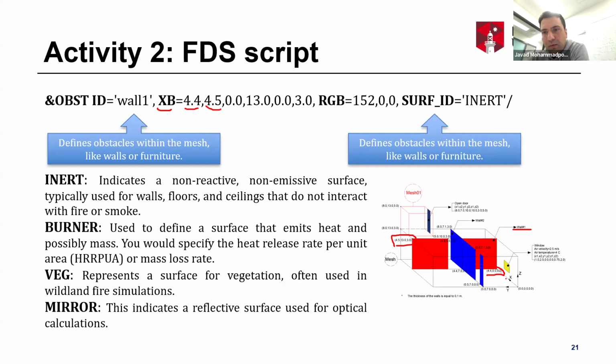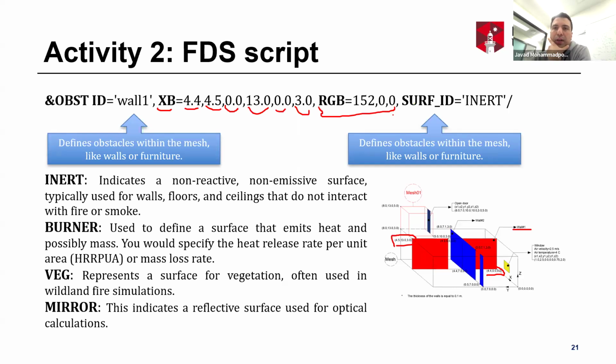What is the minimum Y? It's 0, so you can see that it is 0. What is the maximum Y? It's 13. Good. What is the minimum Z? 0. What is the maximum Z? It's 3. Okay. Regarding the color, it's up to you. I just consider that as a red color.